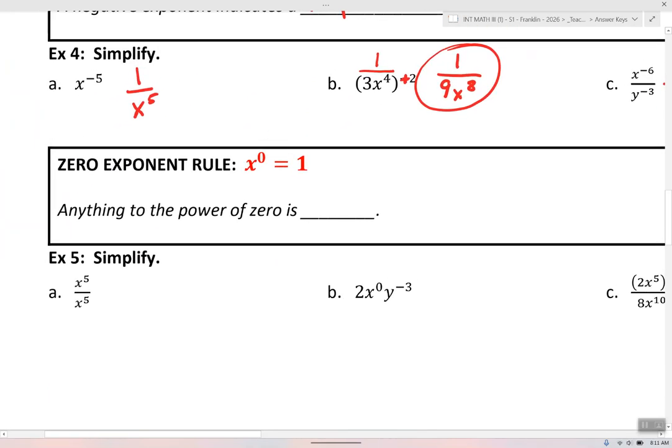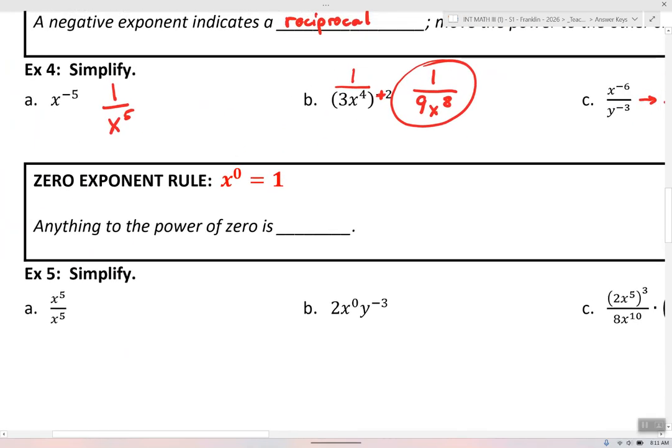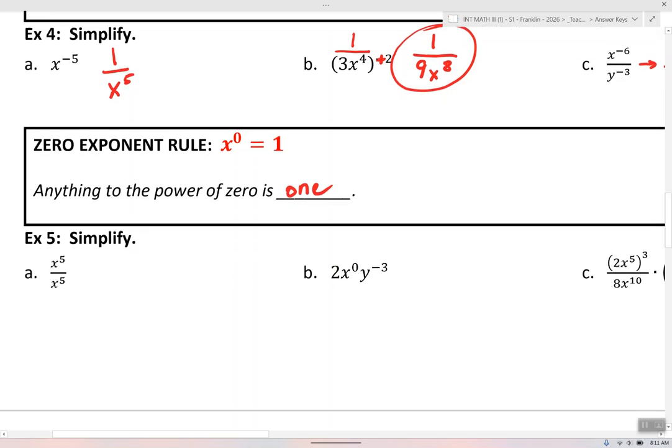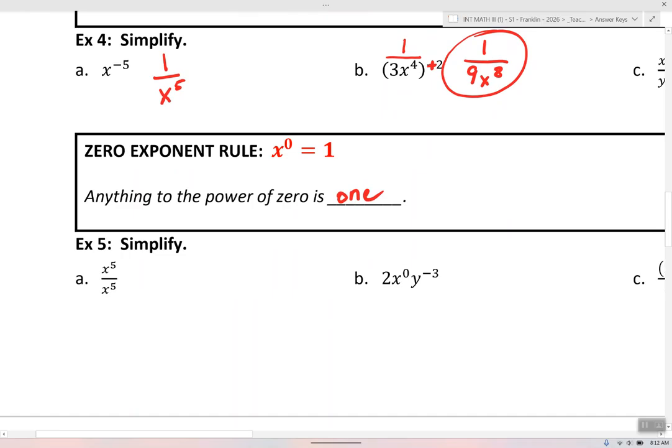And finally, the zero exponent rule, the most difficult rule on this page. Anything to the power of 0 is 1. That's all there is to it. So anything to the 0 power is going to be 1. So for example, 5a, we have x to the 5th over x to the 5th. That is x to the 0, which is 1. They cancel each other out. We're left with just 1.